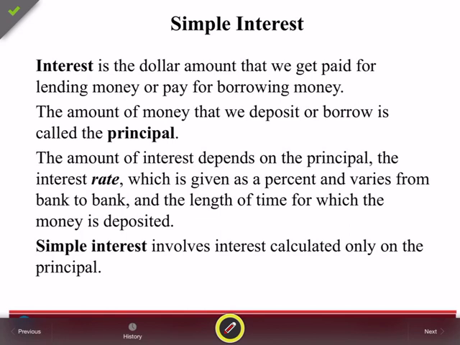The initial amount that you deposit or borrow is called the principal. And the amount of interest depends on a rate of interest, which is usually reported as a percentage. And it all depends on what type of account, what bank, what investment. But when we work in equations, that percentage, we're going to convert to a decimal.